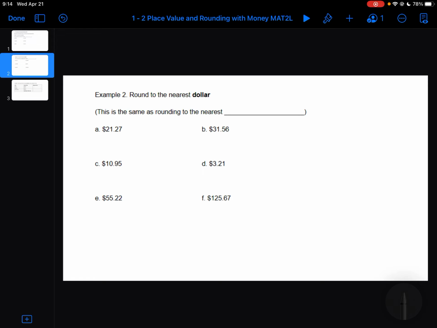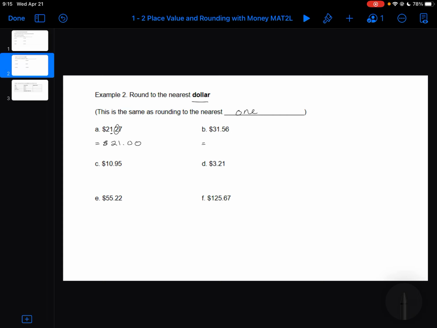The other type of rounding that you should be comfortable with when it comes to money is rounding to the nearest dollar. So this is the same as rounding to the nearest 1. So my number in the 1 spot is 1 in this example. My number immediately to the right is 2, which is less than 5. So that means that my underlined number stays the same. So this rounds to $21.